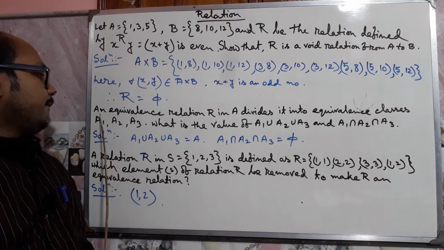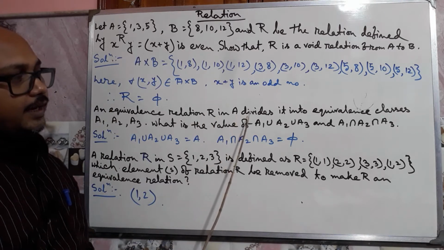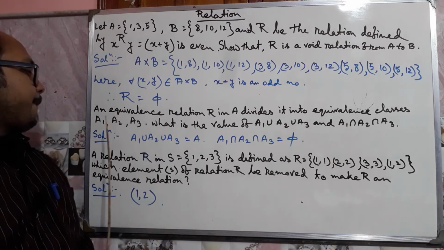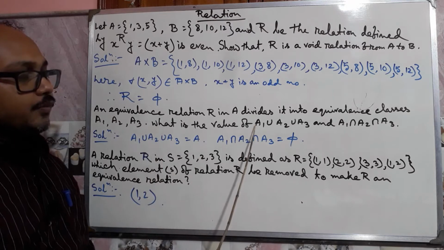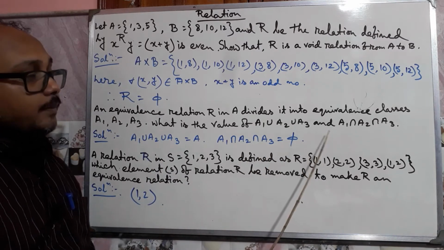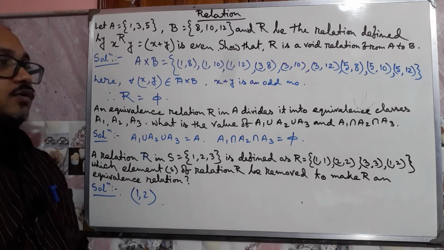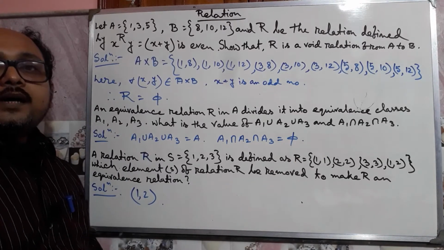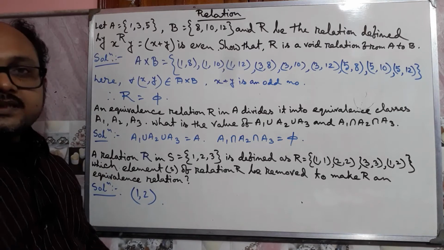Next, an equivalence relation R in A divides it into equivalence classes A1, A2, A3. What is the value of A1 union A2 union A3, and what is the value of A1 intersection A2 intersection A3? Now we have to understand this equivalence class of a set. What is an equivalence class or a partition of a set?